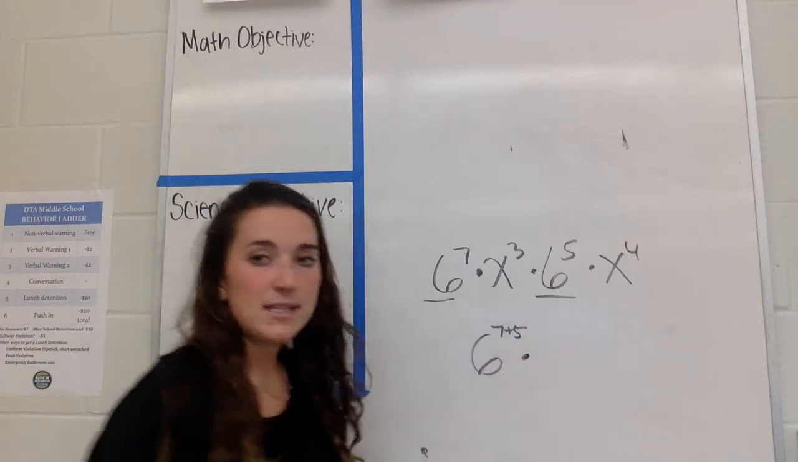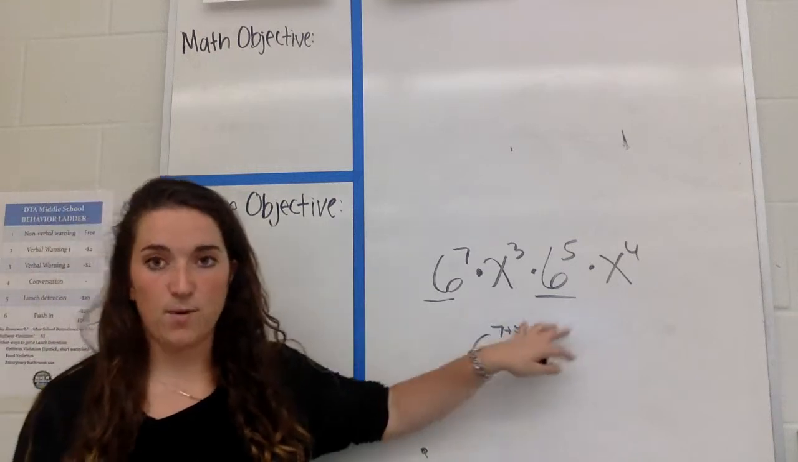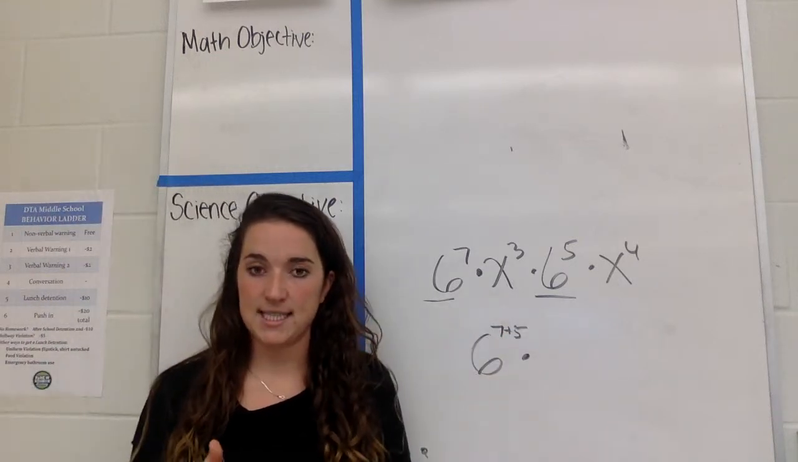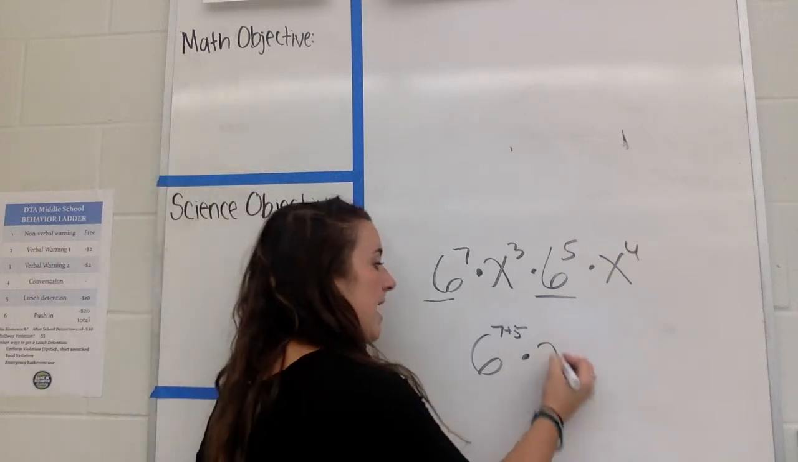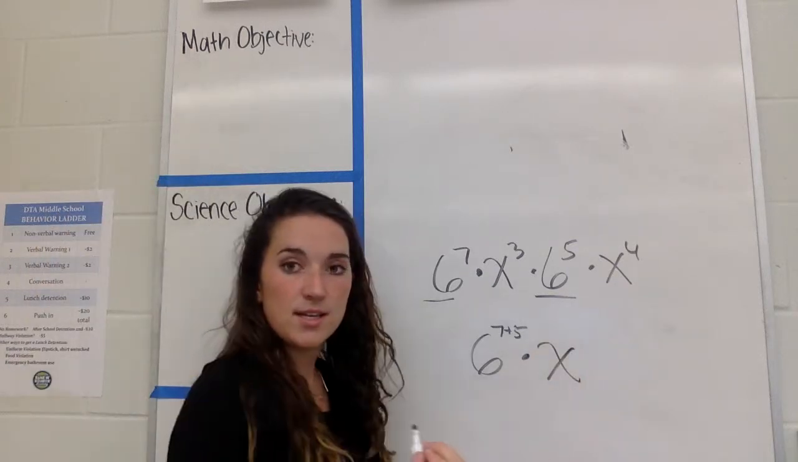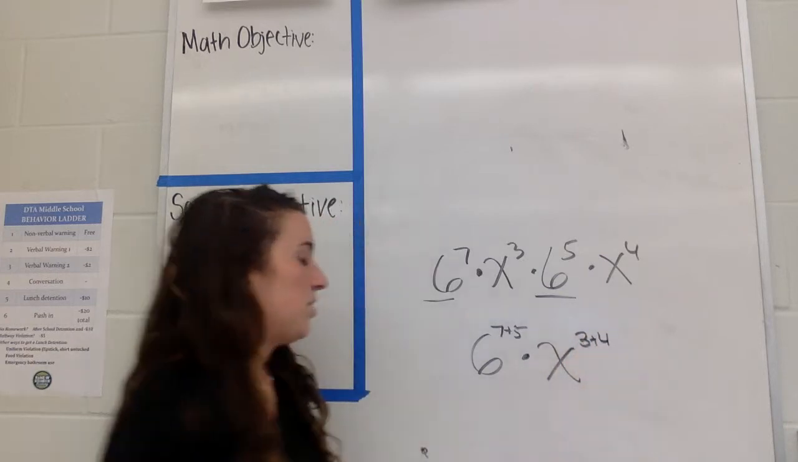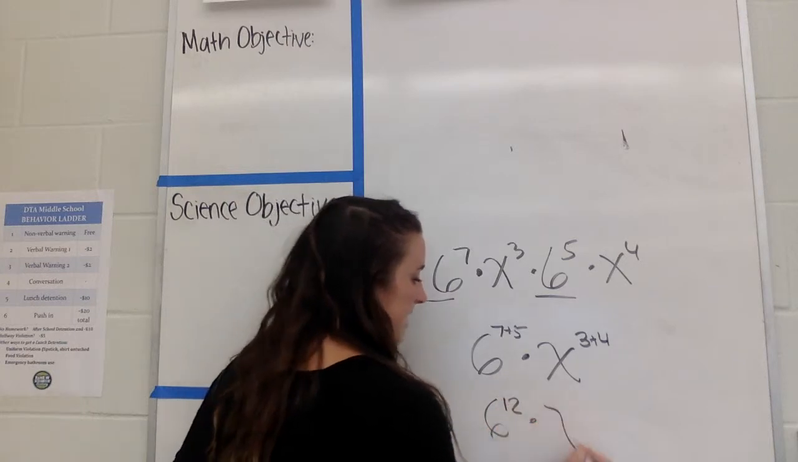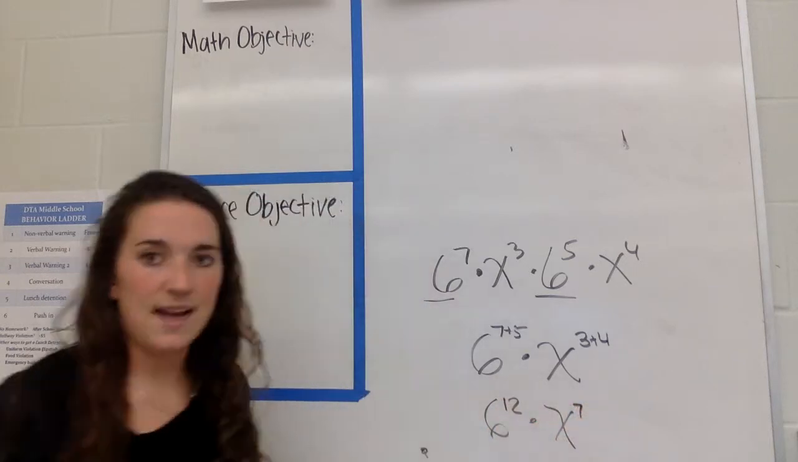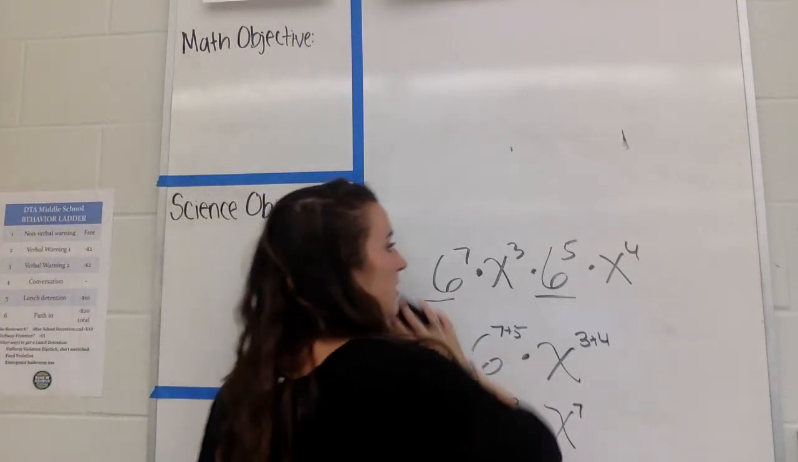What is my other base? My other base is x, I'm sorry. What are the exponents on my x? Yeah, one of them is 3 and one of them is 4. So again, I'm going to do what to those numbers? I'm going to add them. So I'll end up with 6 to the 12th times x to the 7th power. Moving on to the next one.